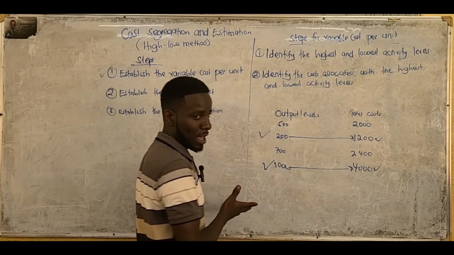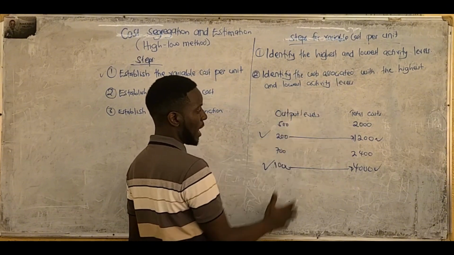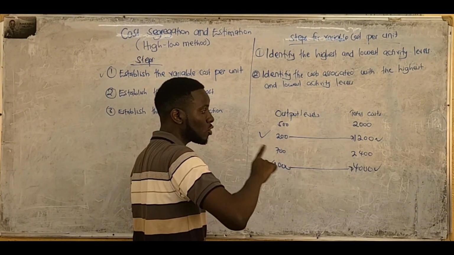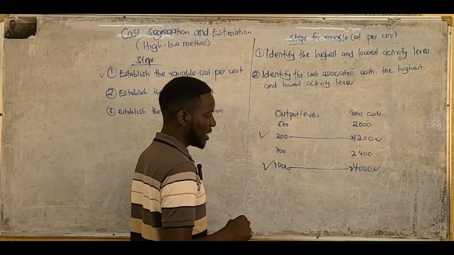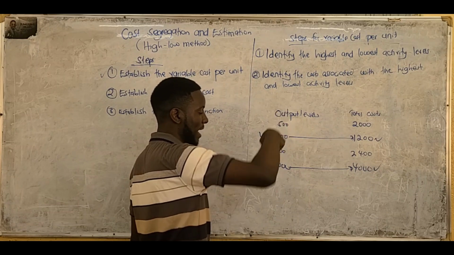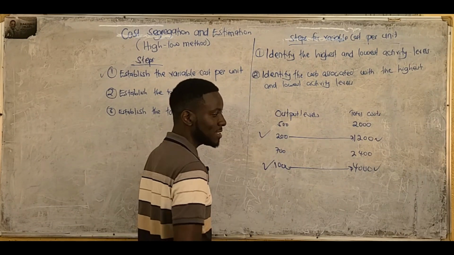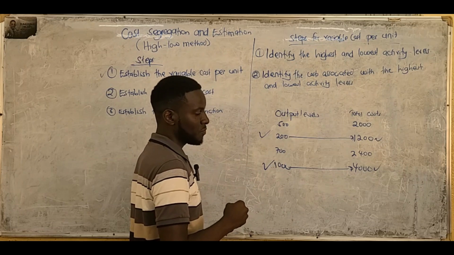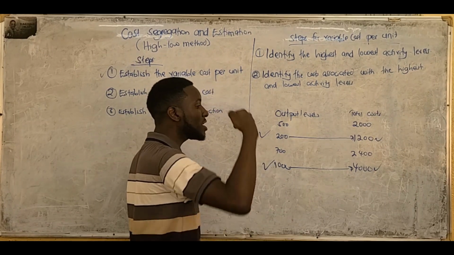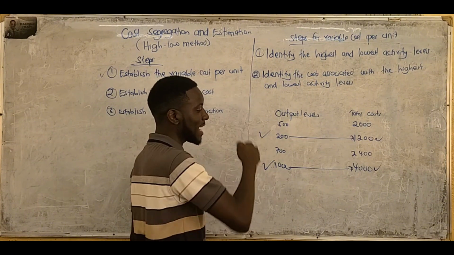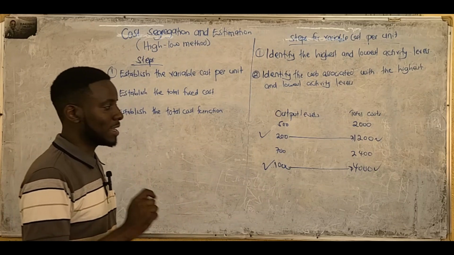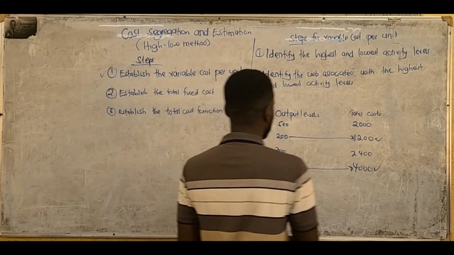This is what I'm talking about: they're going to give you a list of output levels, and then they're going to give you associated costs for those output levels. What you're supposed to do is identify the highest activity level and the lowest activity level. Then you find the associated costs or the corresponding total costs that are tagged to those activity levels. I hope that's very understandable.